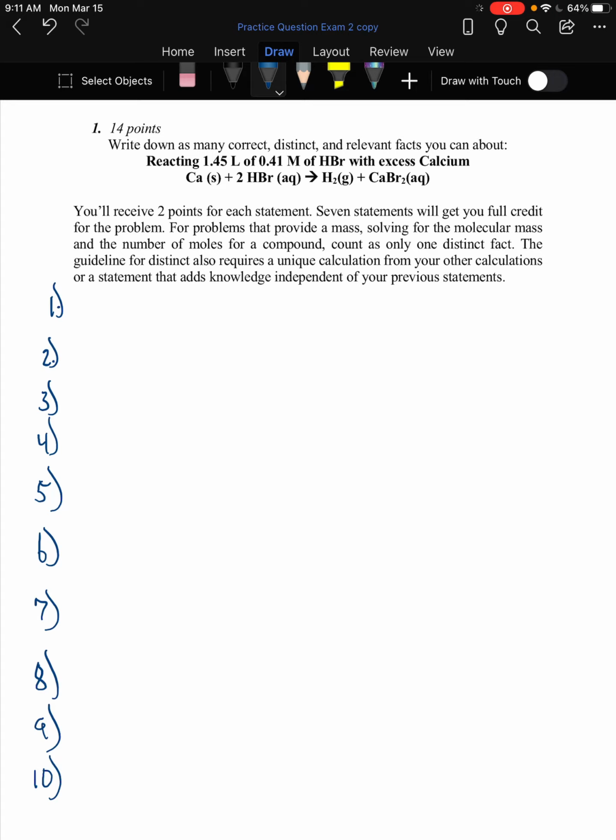So in this, one of the first things that I'm going to do, because I see that I have a volume and a concentration, is convert molarity to moles. And we do this using the volume and then molarity as a conversion factor, because we know that molarity is equal to moles per liter. So I'm going to start with 1.45 liters of HBr. And then I'm going to use the concentration of this solution, which you're told is 0.41 moles of HBr for every 1 liter of HBr.